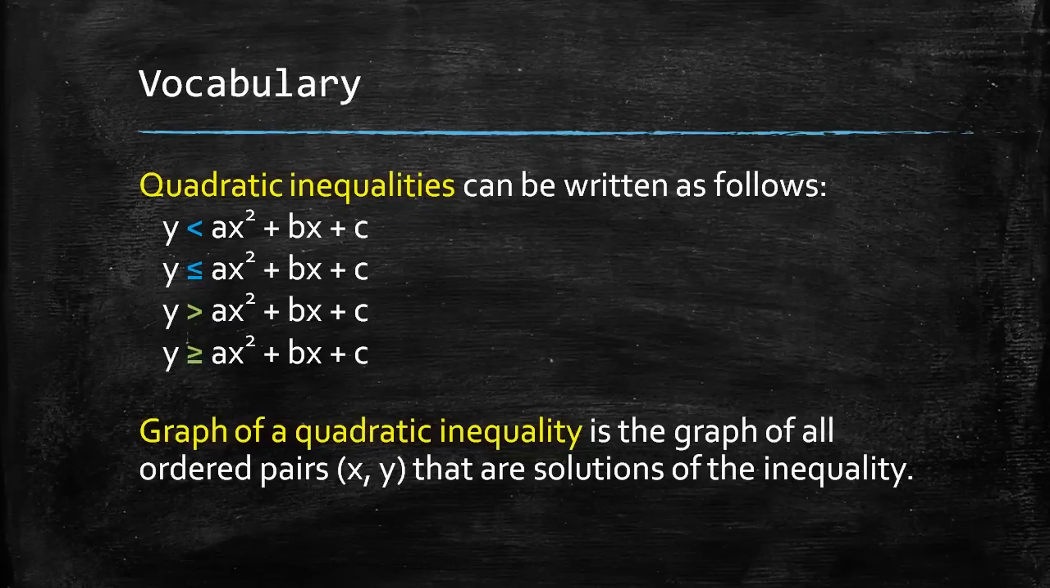The graph of a quadratic inequality is the graph of all ordered pairs x and y that are solutions of the inequality. In a graph of a quadratic inequality, we have multiple solutions to the inequality. It is always in the shaded region of the inequality, and there are always going to be numerous solutions to this inequality.